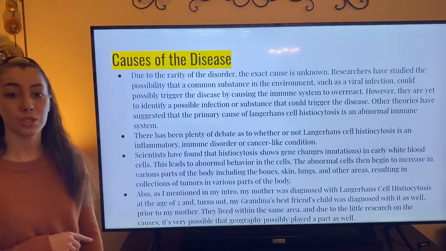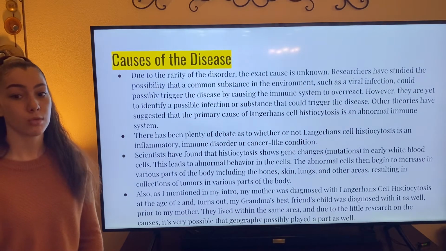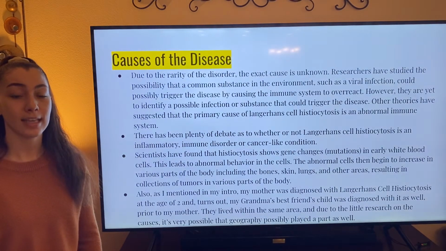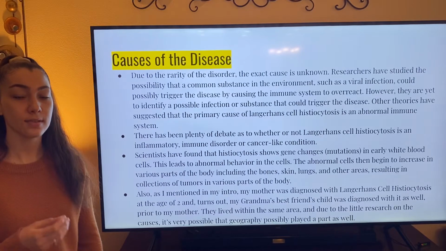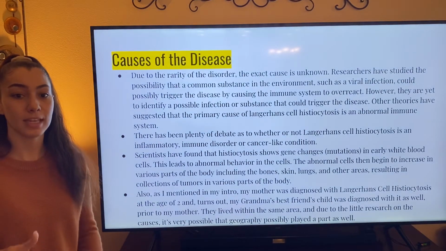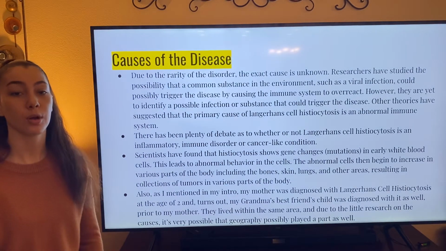Also, as I mentioned in my intro, my mother was diagnosed with Langerhans cell histiocytosis at the age of 2. And it turns out my grandmother's best friend's child was diagnosed with it as well, prior to my mother. They lived within the same area, and due to the little research on the causes of this disease, it is very possible that geography or something in that area possibly played a part as well.